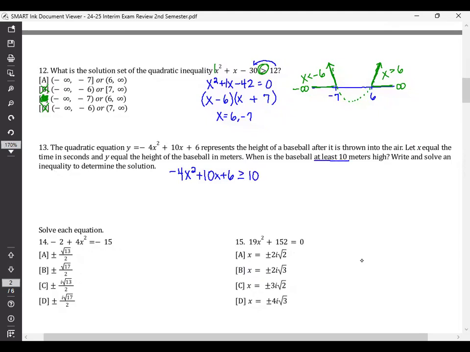And then I would do the same thing that I did on number 12 before I go to Desmos, just to make it look a little bit easier. I'm going to move that 10 over here. I'm going to subtract 10 from both sides. It's going to give me negative 4. Again, I'm going to ignore that inequality for now. And then what I need to do is find my solutions. I need to find my roots.